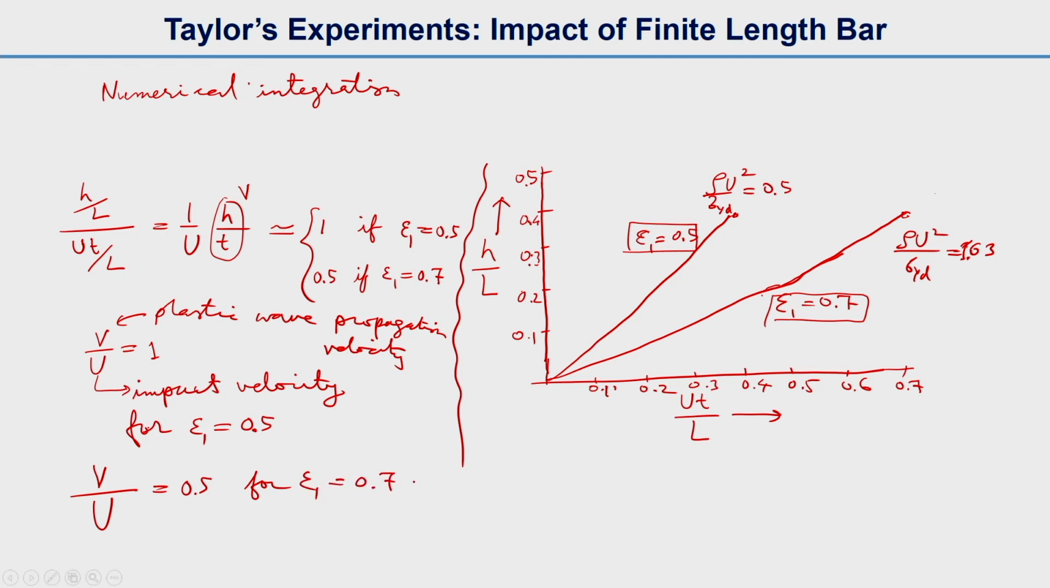It's almost proportional. So what we got here is h by L nearly proportional to ut by L. So this is what we get from Taylor's experiment.